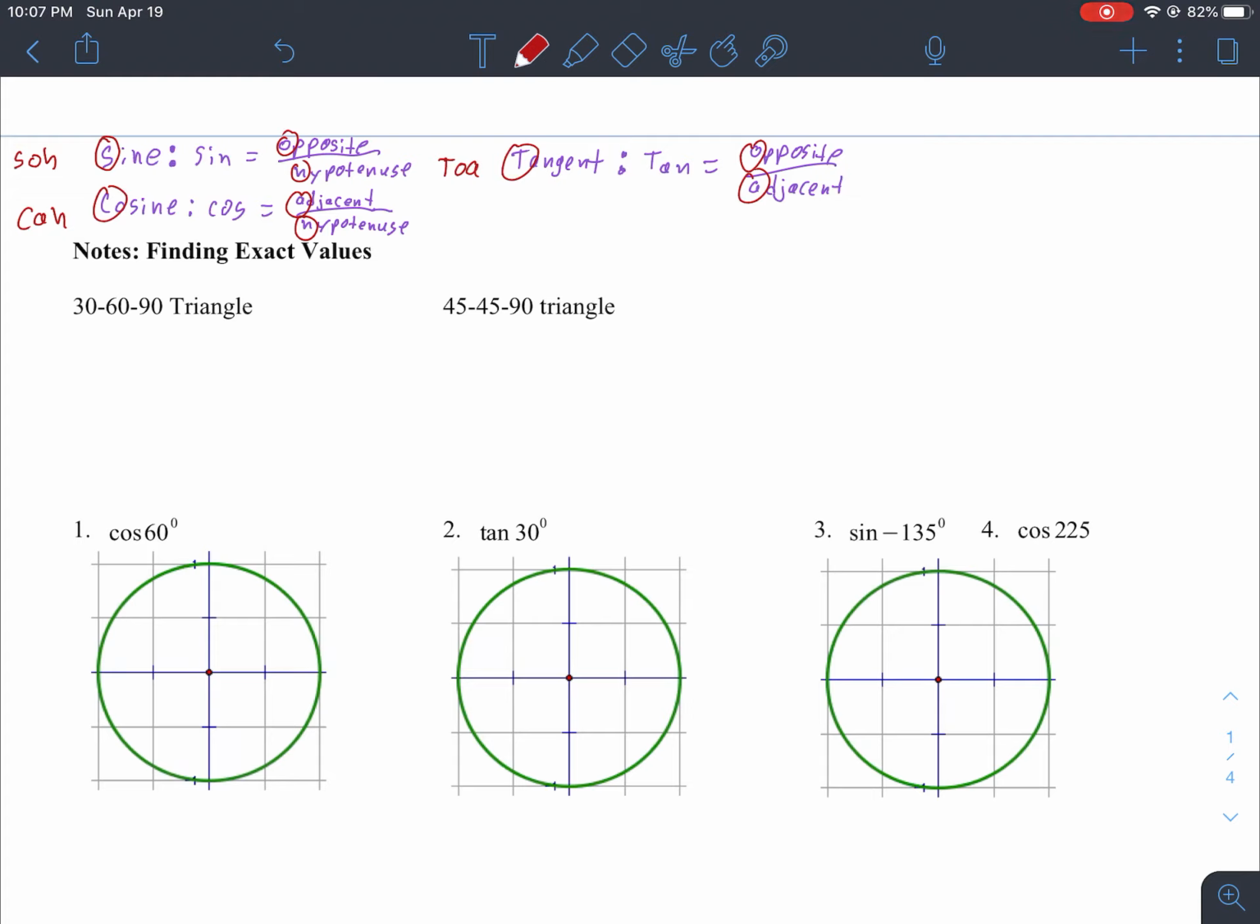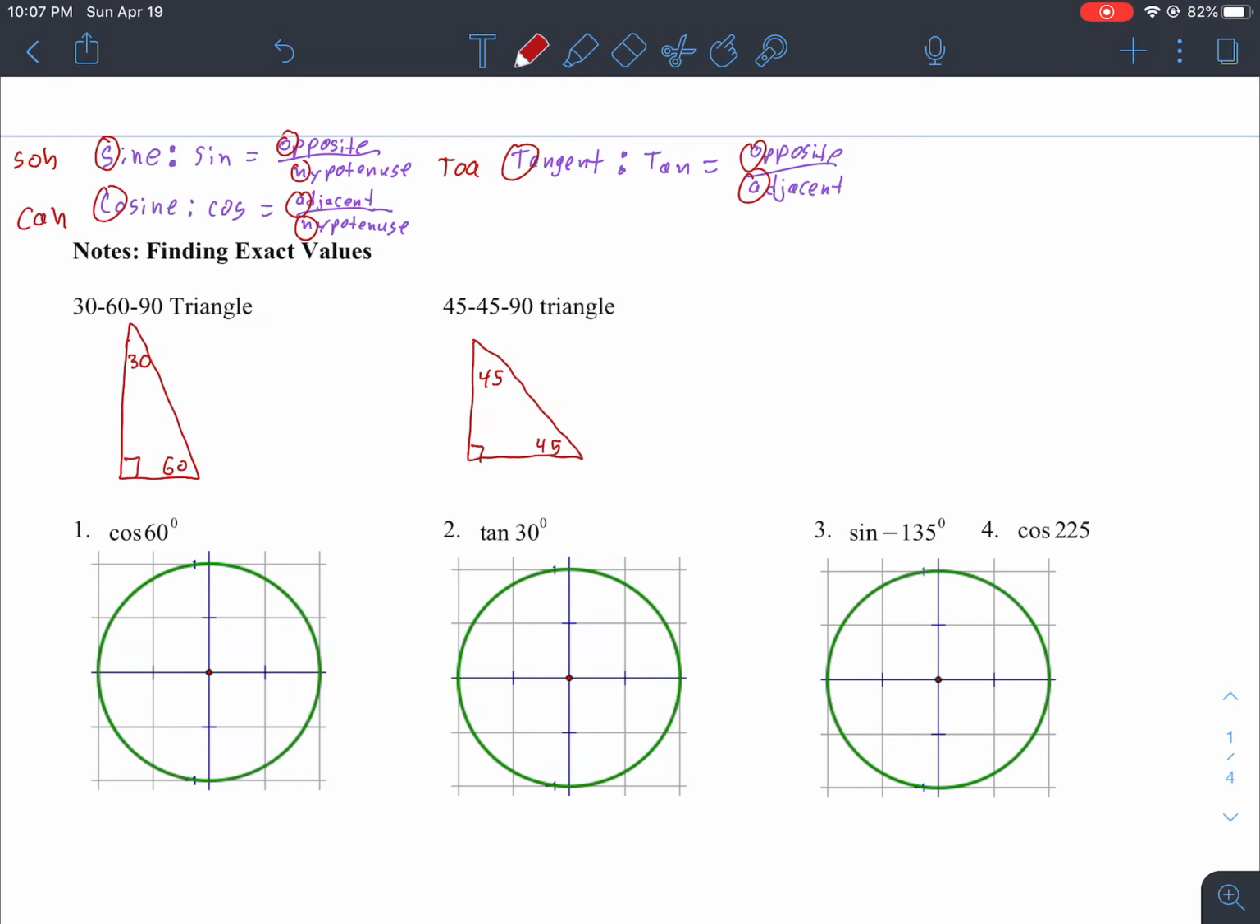Now, the 30, 60, 90 triangle. This is one of our favorite triangles. This is the 60 degrees. This is the 30 degrees. We like the 45, 45, 90 triangle also. This is 45 degrees and this is 45 degrees. Okay. Oh, I forgot to tell you something else.